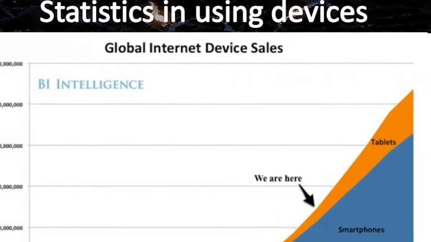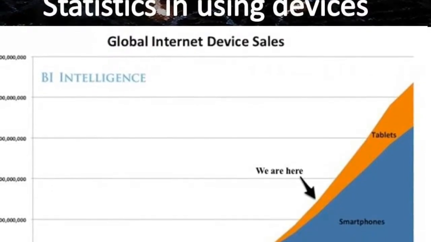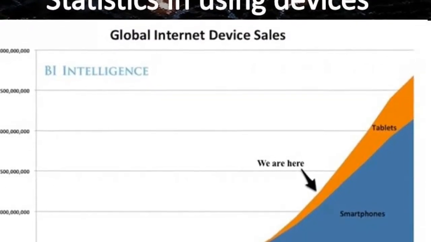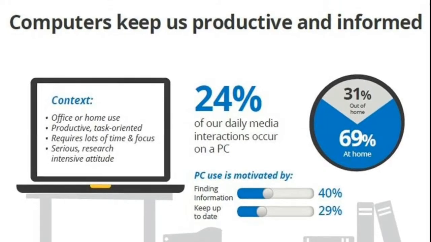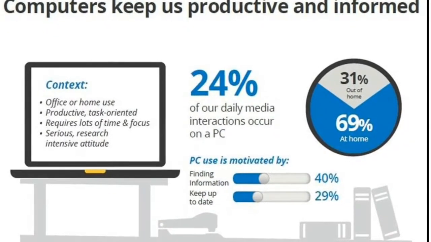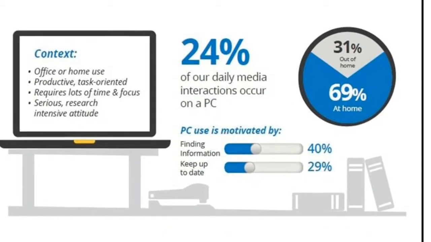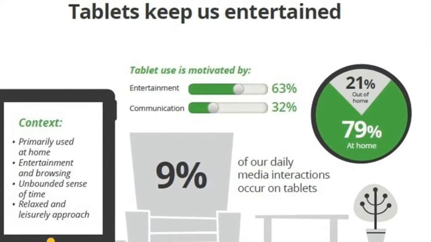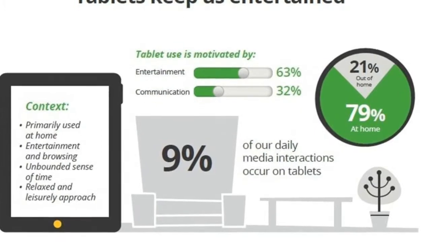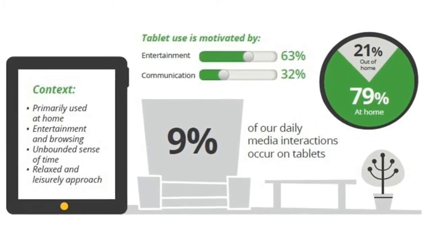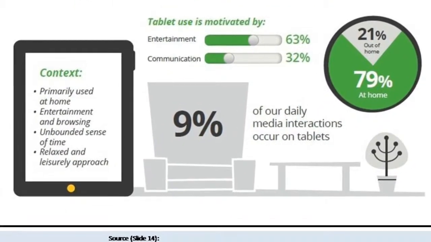Here we have some statistics on using such devices, showing that smartphones and computers are used 24% for entertainment at home. Also, we use tablets 79% at home for entertainment and communication.